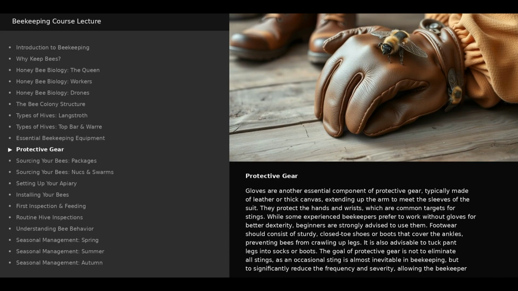The goal of protective gear is not to eliminate all stings, as an occasional sting is almost inevitable in beekeeping, but to significantly reduce the frequency and severity, allowing the beekeeper to work confidently and calmly. Proper gear helps maintain a positive experience and minimizes fear, which can otherwise lead to rushed and potentially harmful hive manipulations.